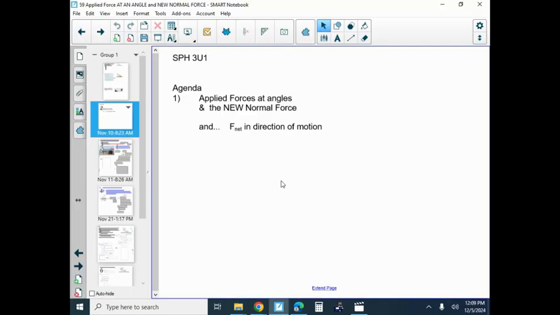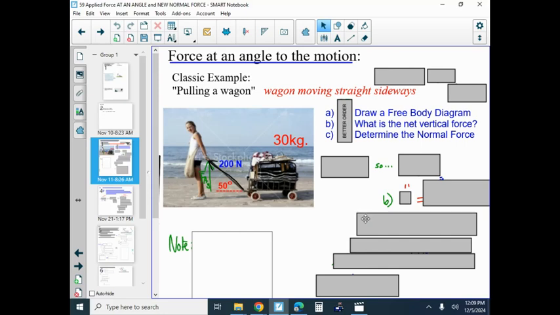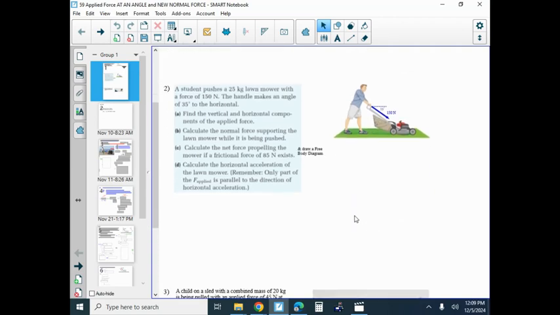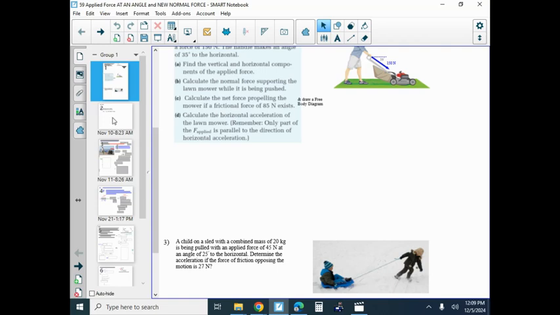Here we go. We're looking at applied forces at angles, and the new normal force and the net force in the direction of motion. So we're looking at situations like pulling a wagon or pushing down on a lawnmower, pulling on a box, pulling on a toboggan, that kind of stuff.